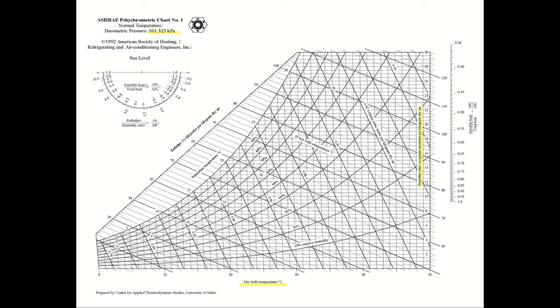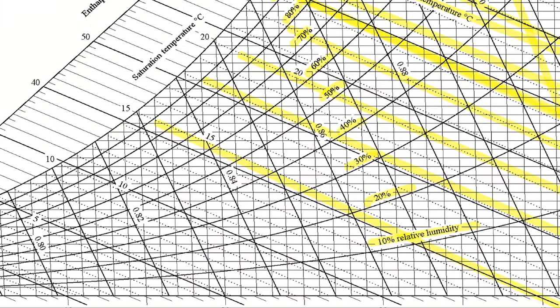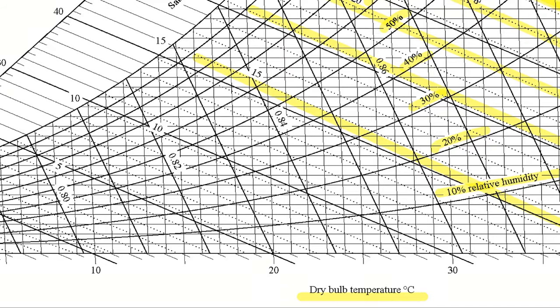In addition to dry bulb temperature and humidity ratio, all of the rest of our psychrometric properties are shown on the graph. So these curvy lines are lines of constant relative humidity. The dotted lines that are at a shallow angle are wet bulb temperature. The solid lines that are at a steeper angle are specific volume. The solid lines that are at a shallower angle are enthalpy. Note that the lines of wet bulb temperature and enthalpy appear parallel at first glance, but they're not quite parallel.